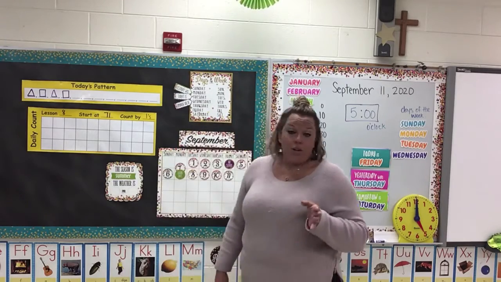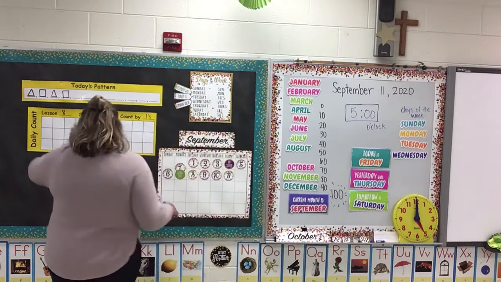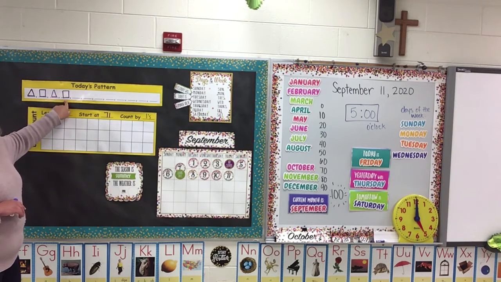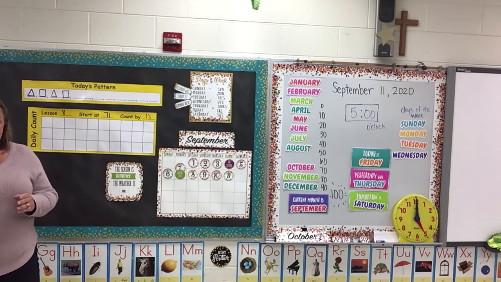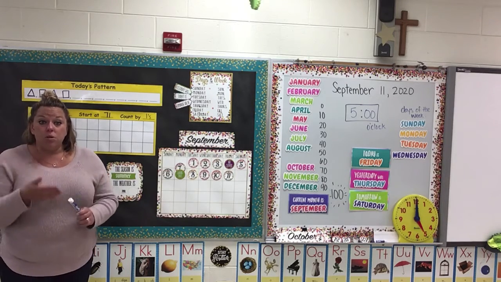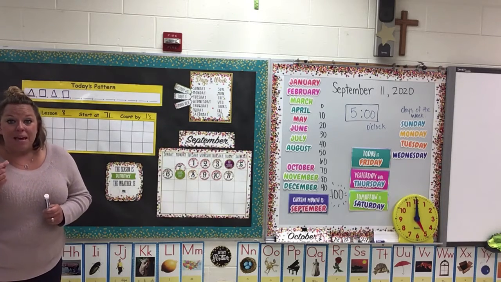So what we're going to do first is the pattern. That's our new piece for today. If I take a look at my pattern, I can see I have a triangle and a square, and a triangle and a square. So we can see that that's going to be our pattern. It's going to be a triangle square pattern. That's also known as an A-B pattern.